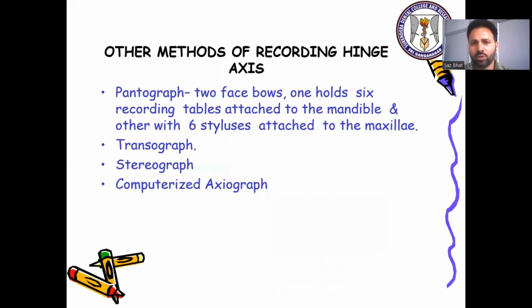Other methods of recording hinge axis are the pantograph, which uses two face bows: one holds the 6 recording tables attached to the mandible, and the other has 6 styli attached to the maxilla. Others include the transograph, stereographs, and computerized axiograph.